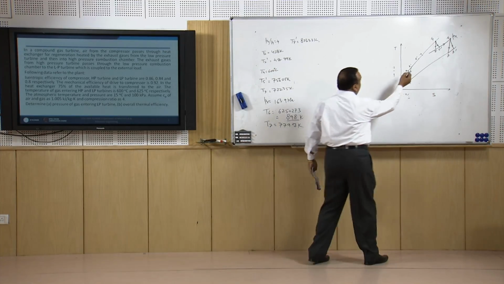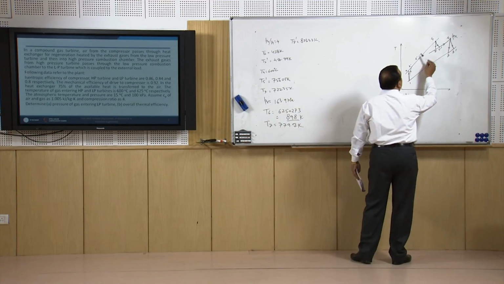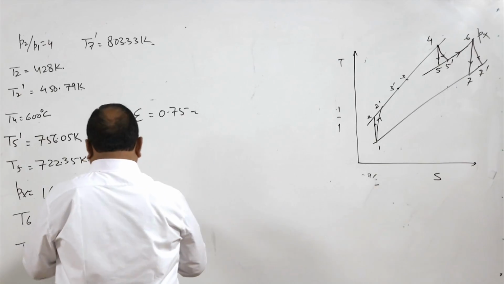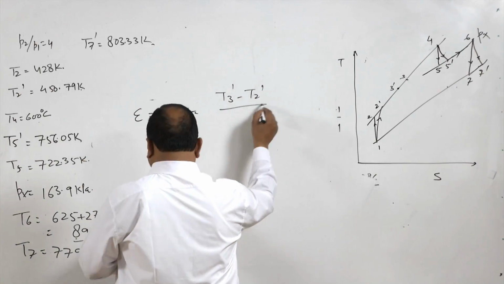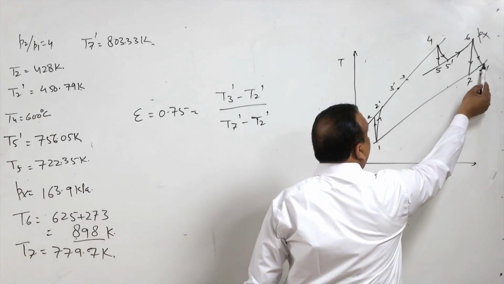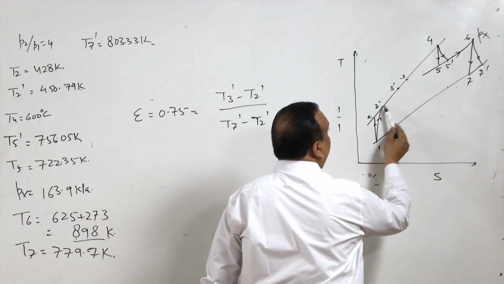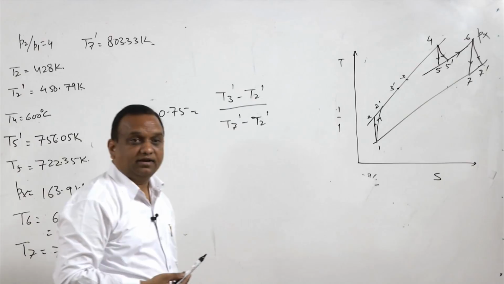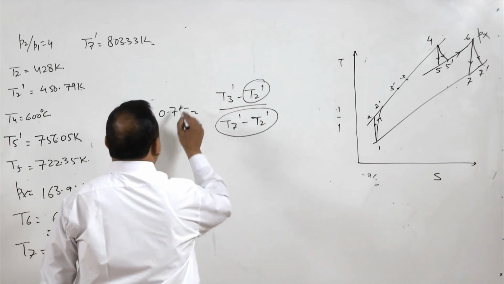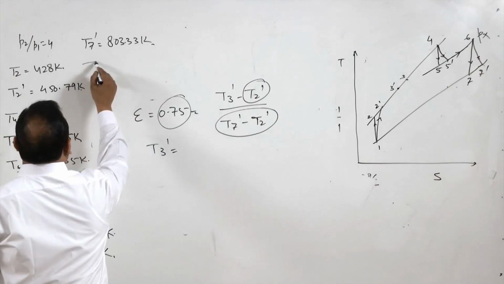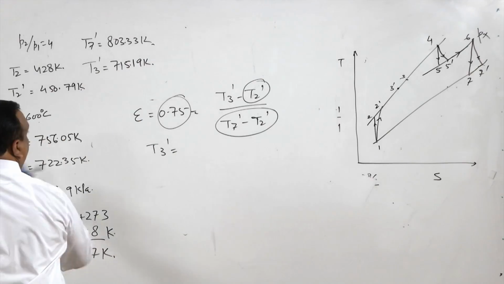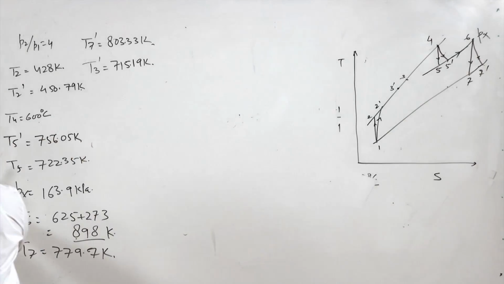One thing is remaining, that temperature at 3 dash, because this temperature will be required to find how much heat is added in this process. So, effectiveness of regeneration is given, that is 0.75, and that is equal to T3 dash minus T2 dash divided by T7 dash minus T2 dash. T7 dash, this is the temperature of exhaust gases, and this is the exhaust of the compressor. This is the maximum possible temperature difference or maximum possible heat transfer, and this is actual, right. So, here these values are known, T3 dash we can get from here, and T3 dash is 715.19 Kelvin.